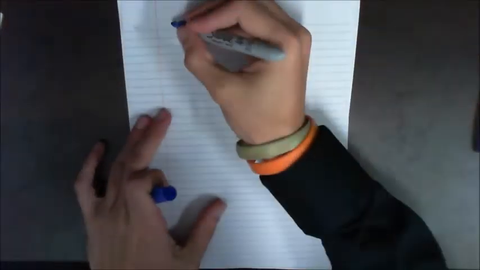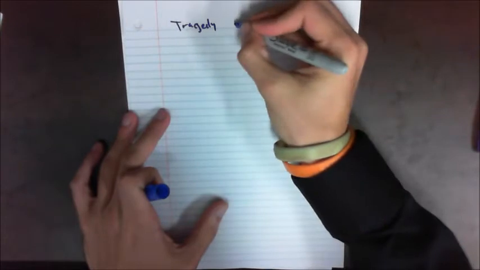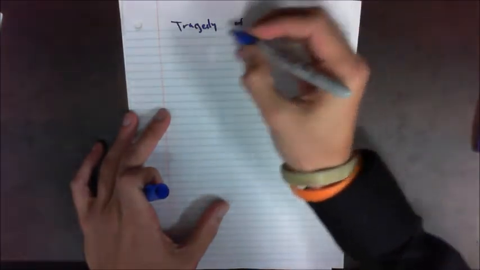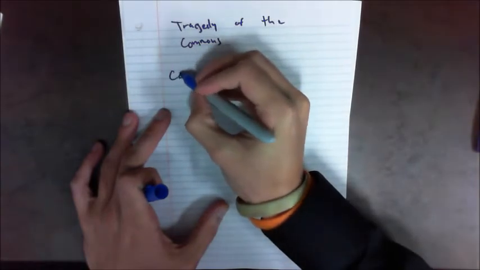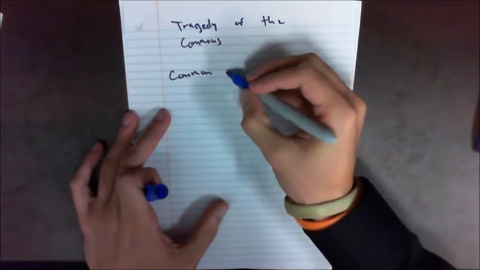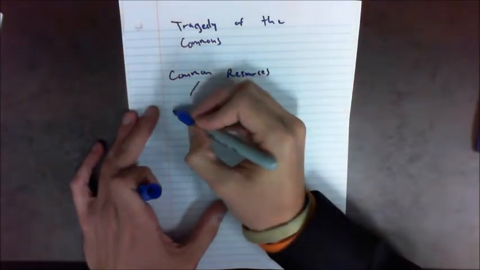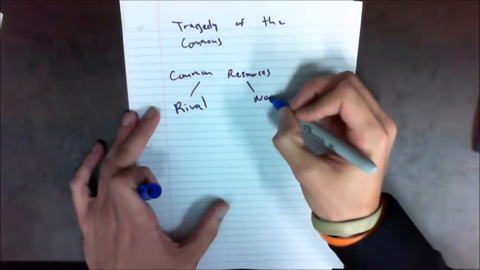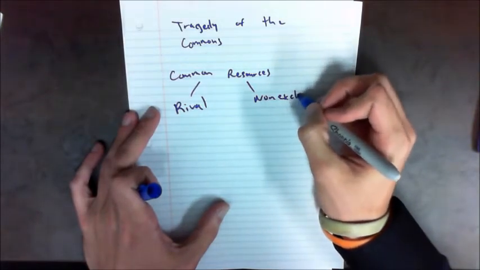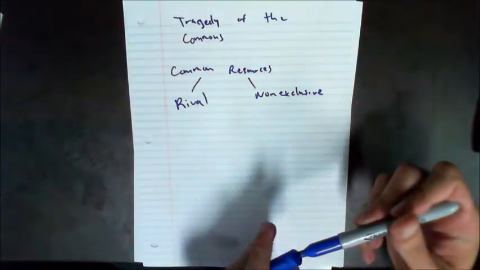Alright, we'll talk a little bit about what we call the tragedy of the commons. Okay, now first, let's think about common resources. What are common resources? They are rival and non-exclusive. So basically, you cannot eliminate or exclude someone from consuming them.